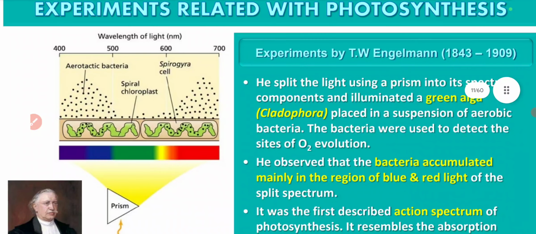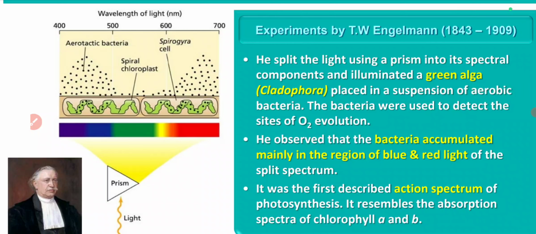Next important experiment by T.W. Engelmann, 1843 to 1909. What he did was split the light using a prism into its spectral components and illuminate a green alga, Cladophora, placed in a suspension of aerobic bacteria. The bacteria were used to detect the site of oxygen evolution. He observed that the bacteria accumulated mainly in the region of blue and red light of the split spectrum. It was the first described action spectrum of photosynthesis. It resembles the absorption spectra of chlorophyll a and b.